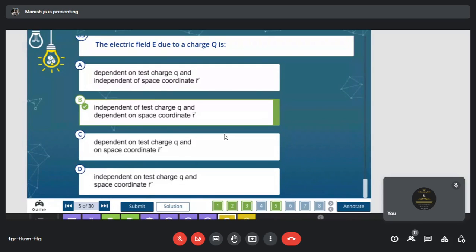We study it as if there is a charge there. We are only studying the electric field at that point due to other charges, due to the system of other charges, not the test charge. Okay, so it is independent of test charge q and dependent on the space coordinate. Of course, the distance it is dependent on. So the answer is option D.